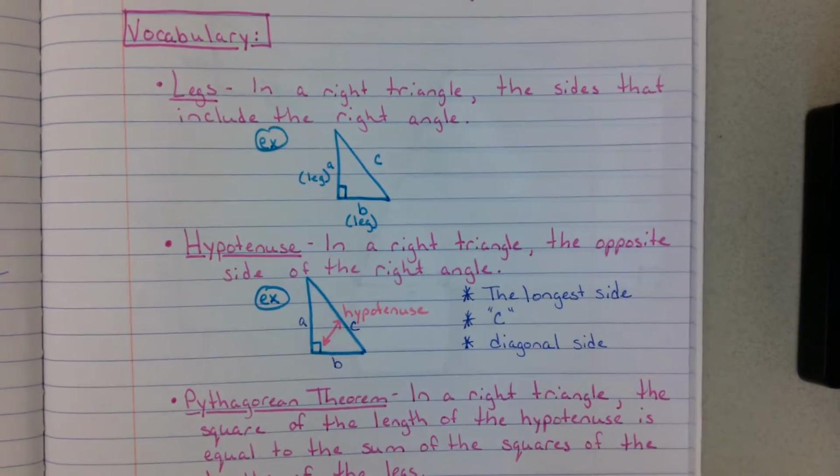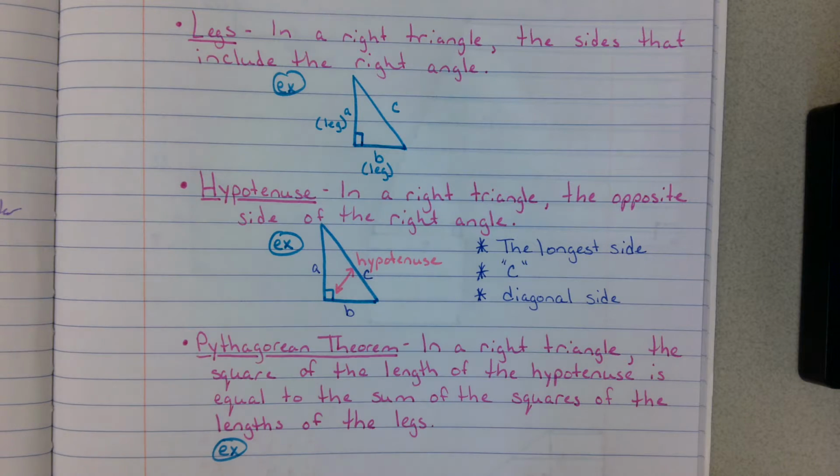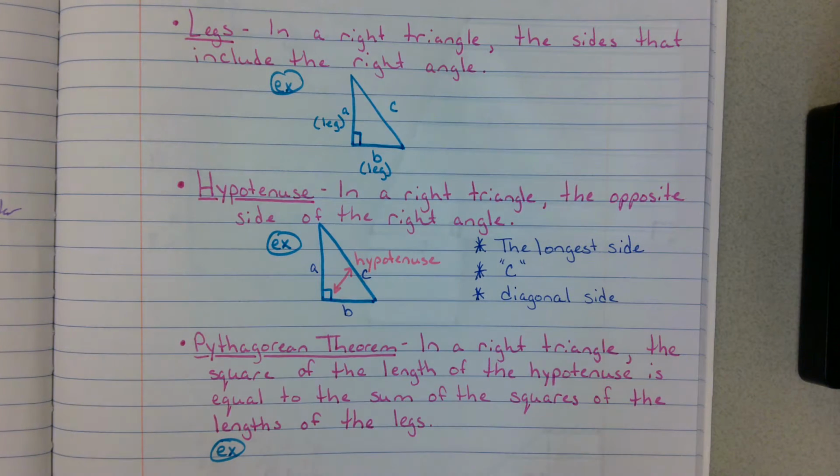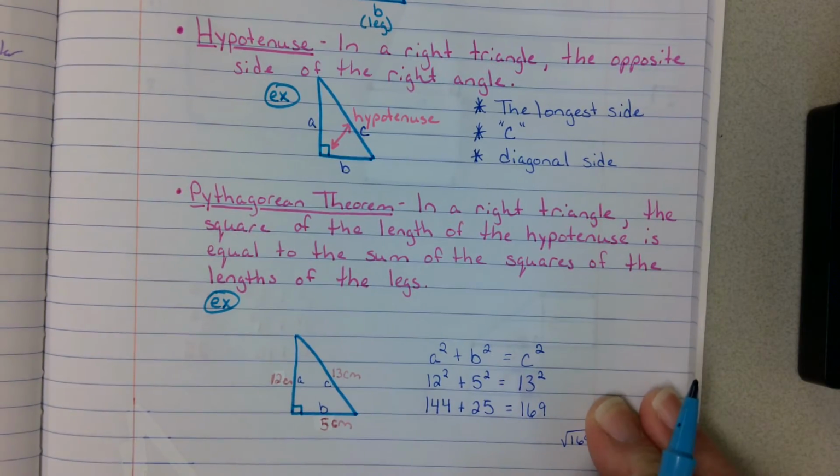The Pythagorean theorem says in a right triangle, the square of the length of the hypotenuse is equal to the sum of the squares of the lengths of the legs. So what does that mean? Let's look at this example.